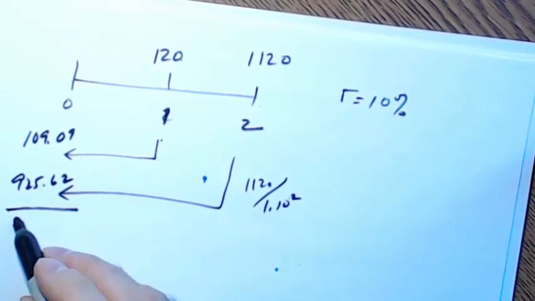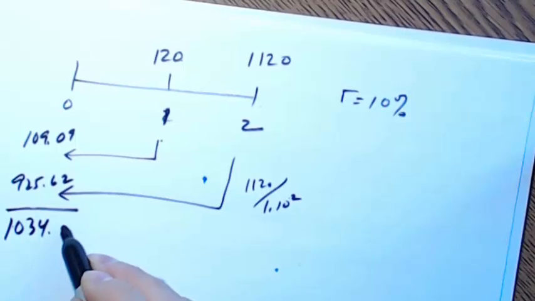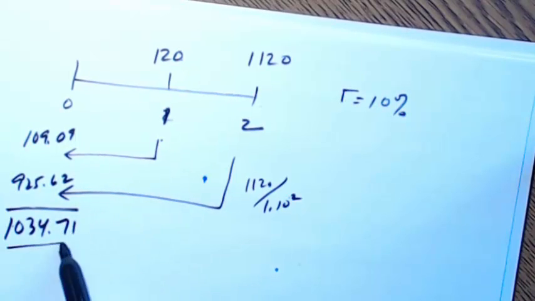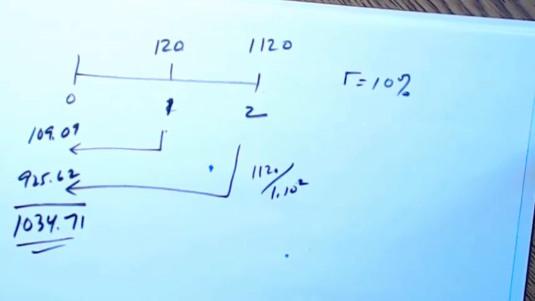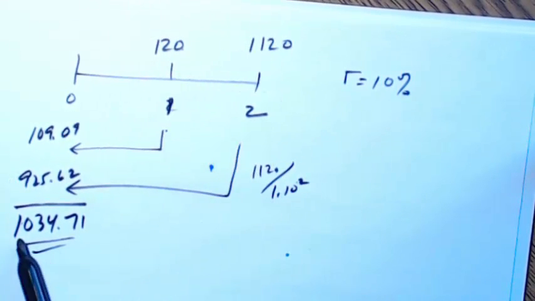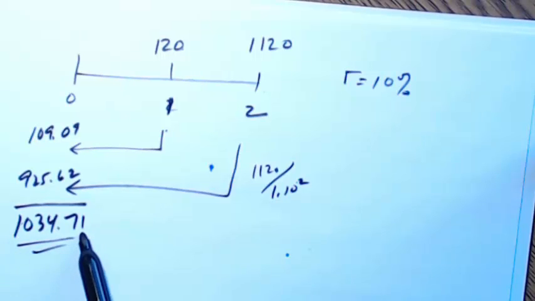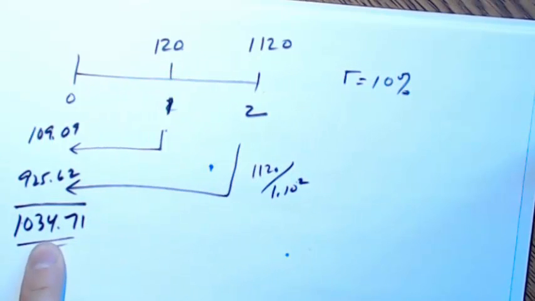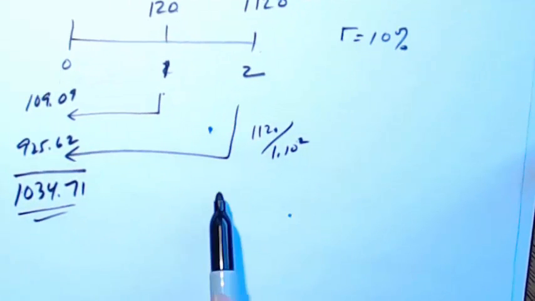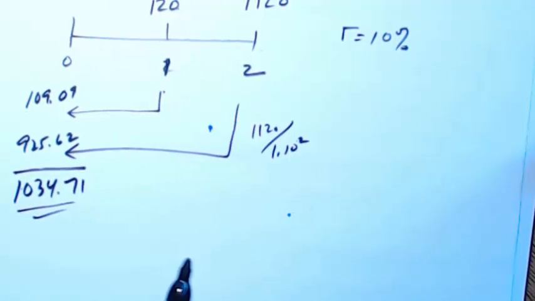So the present value of this project with those cash flows, basically the present value of these two cash flows, not the net present value, just the present value, is $1,034.71. Now if I spent $1,034.71 for this project, then the net present value would be 0, because the present value of the cash flows would equal the cost. So the net present value would be 0. Okay, that's not what I'm trying to show, but just making sure we're on the same page.